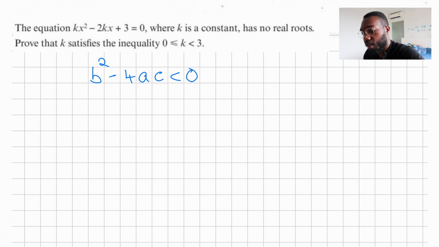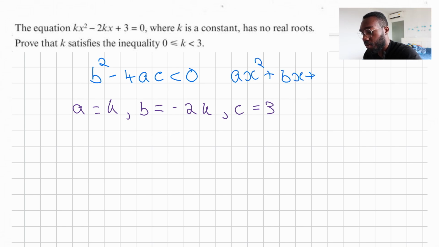So in this question, we have kx squared minus 2kx plus 3. So we know that a in this case would be k. We know that b would be minus 2k. And we know that c would be 3, okay? Because this is in that form of ax squared plus bx plus c. So if we know these values now, we can just use the discriminant. So b squared minus 4ac is less than 0, and hopefully that can give us some values for k.